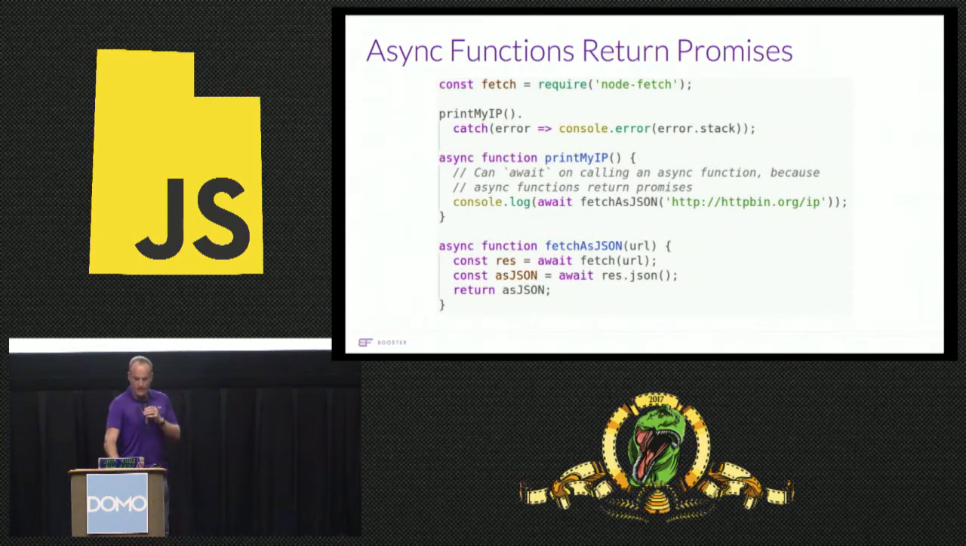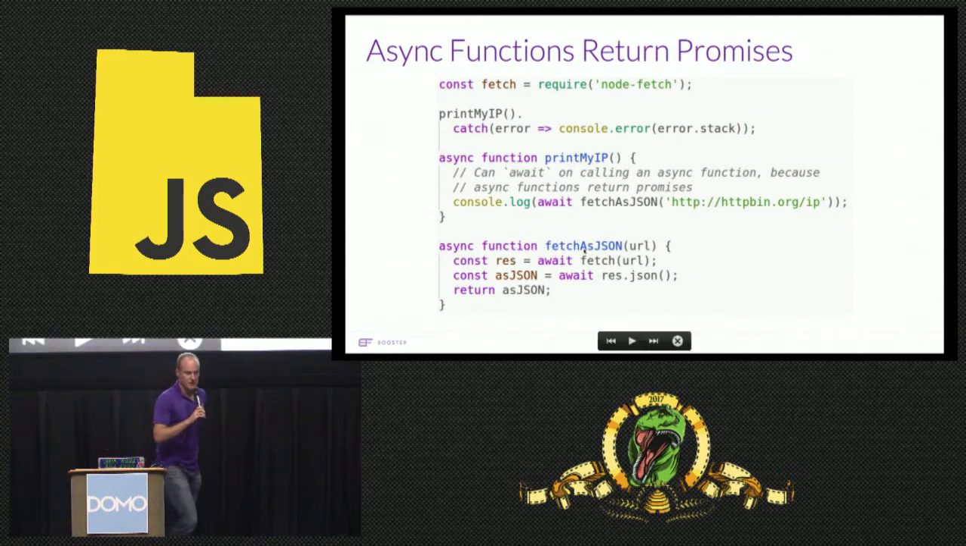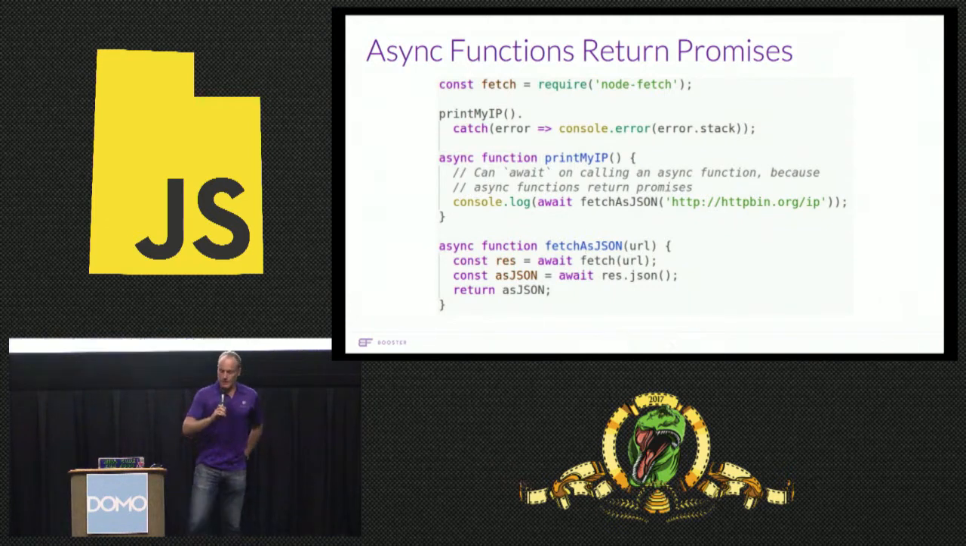and then return the result. And now you'll notice that this function printMyIP actually calls this fetchAsJSON function, which is async. But of course, since async functions return a promise, you can await on an async function call.